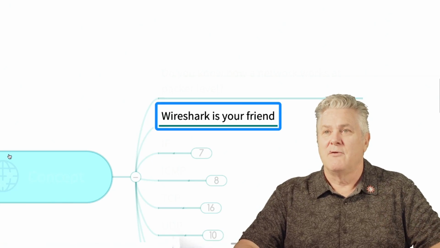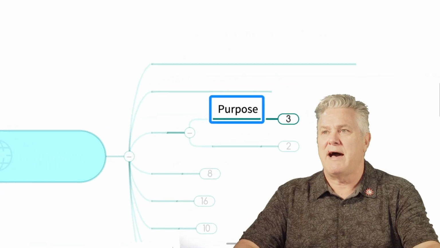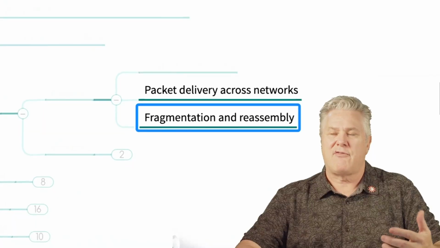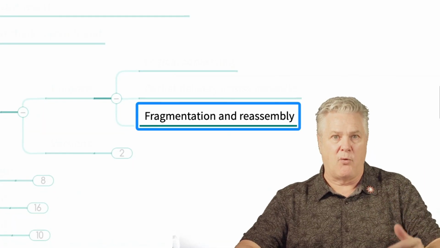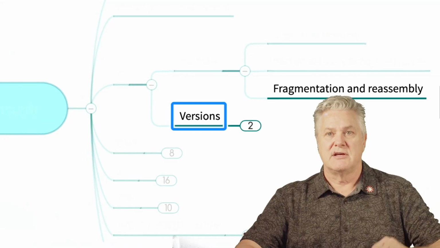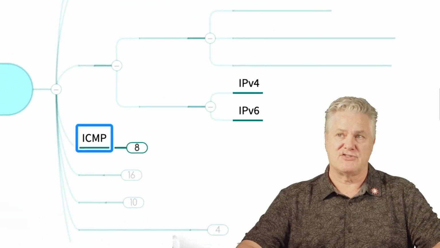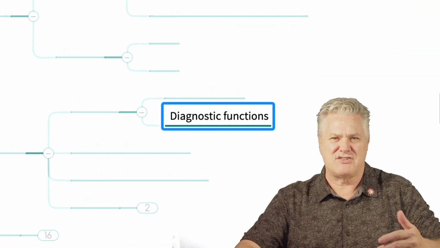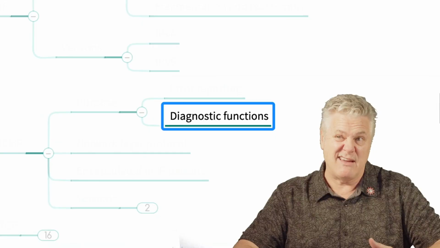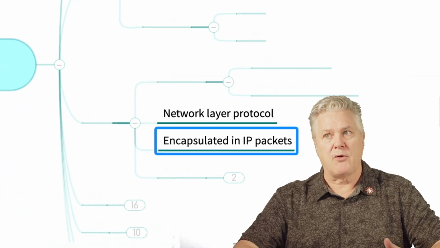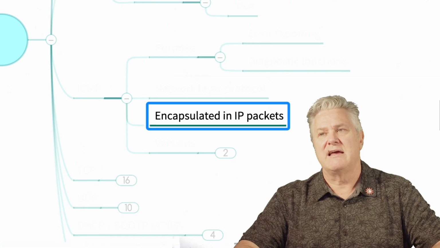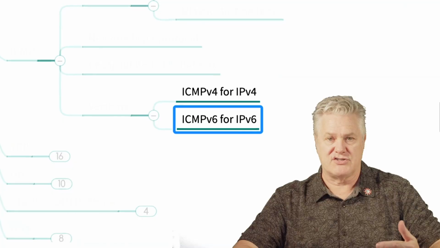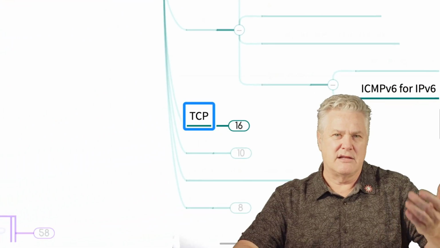When we talk about IP, we're talking about the purpose of logical addressing, packet delivery across the network, fragmentation, and reassembly. That's what we need at that point when we've gotten past the Ethernet address. There are 2 different versions right now, version 4 and version 6. For ICMP, the purpose is error reporting and diagnostic messages. You know, the application that we use, ping, okay? It's a network layer protocol, and it's encapsulated in an IP packet. It has versions that go along with version 4 and version 6. We'll see how they differ in the next section.